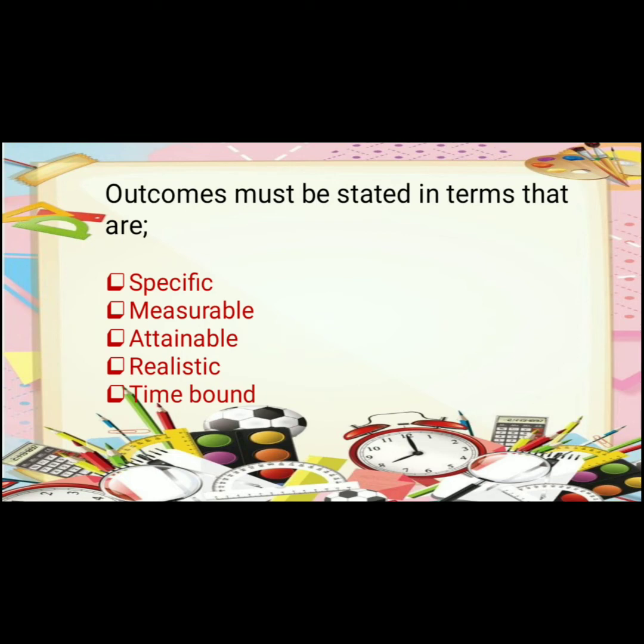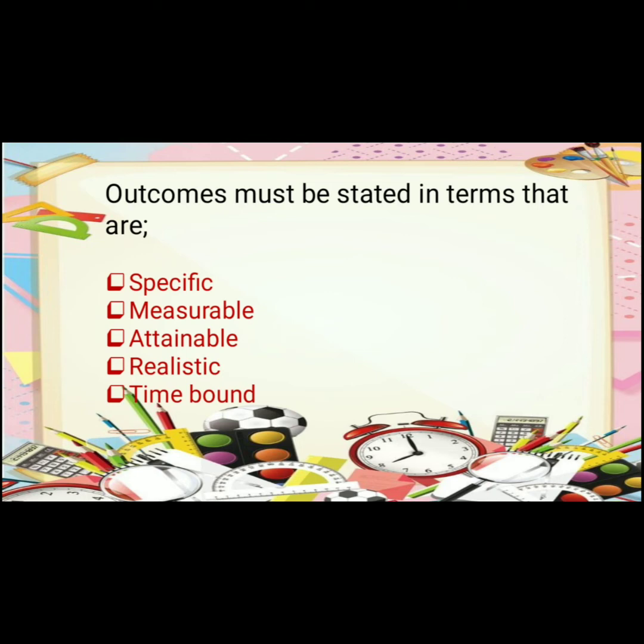Second, it should be measurable. It answers the question, how will you know it meets the expectation? Third, it should be achievable or attainable. It answers the question, can the student do it? Fourth, it should be relevant. It answers the question, should it be done and why? And lastly, lesson objectives should have a time bound. It answers the question, when will it be done?